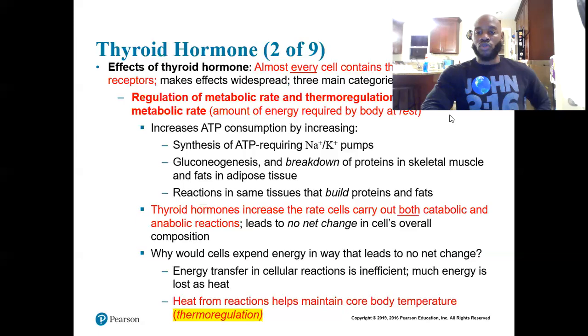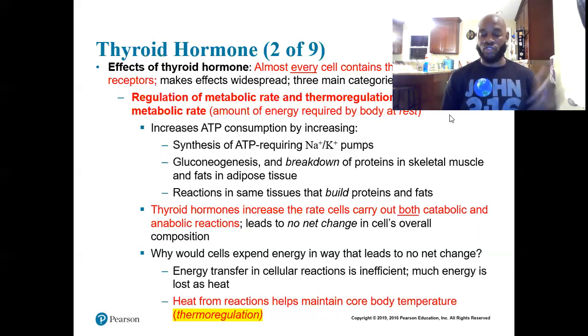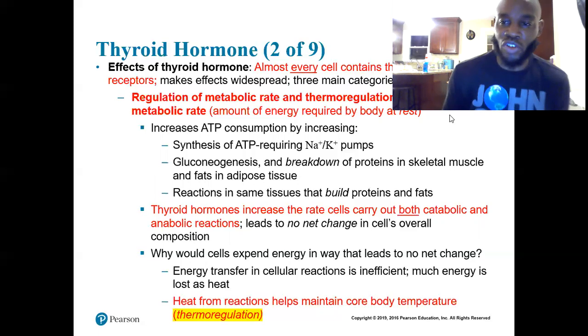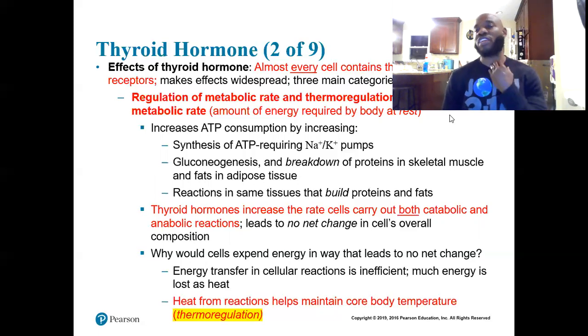Right, so we know that this T3, T4 is going to pass through my plasma membrane into the cytosol, then through the nucleus and affect my DNA. But now what is it going to do? This is what people talk about when they have issues with their thyroid. People have problems either gaining weight or losing weight.